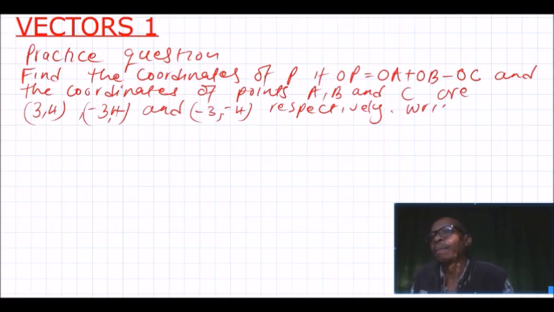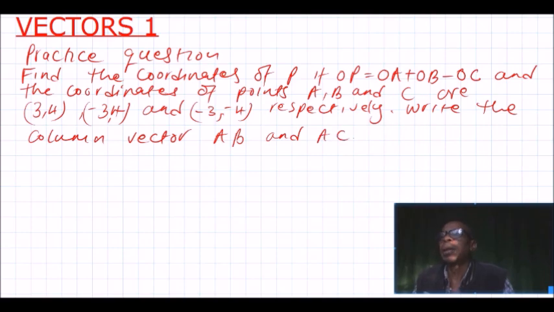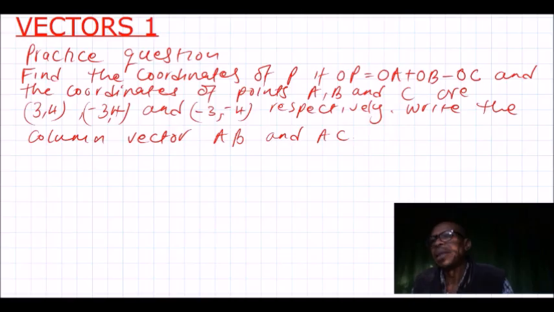Write the column vectors AB and AC. So you can practice on that, and you'll be able to understand the difference between column vector and position vector, and I hope that is going to help.